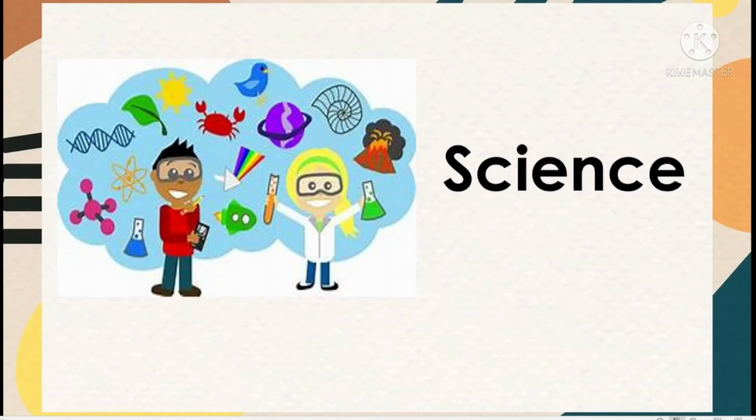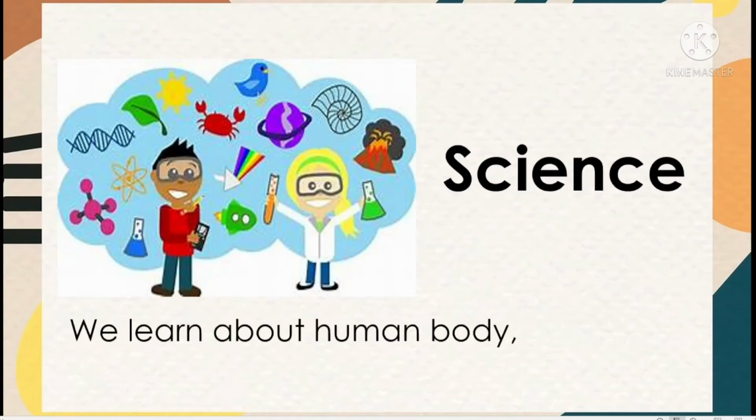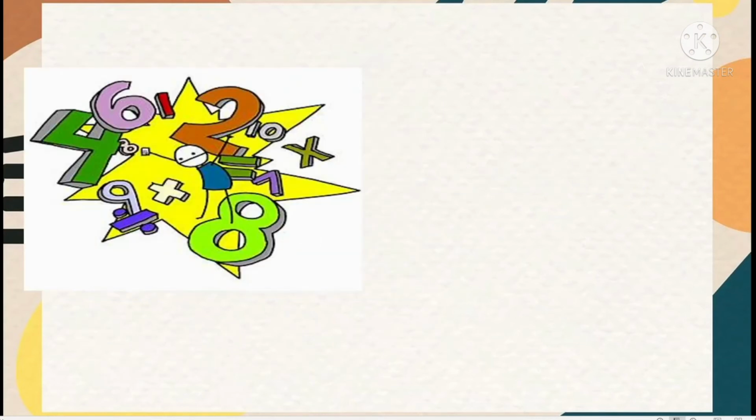Science. Now, what do you learn in science? We learn about human body, plants, and animals. Very good. We learn about human body, our body. We learn about the plants. We learn about the animals. That's what we learn in science. Next one.